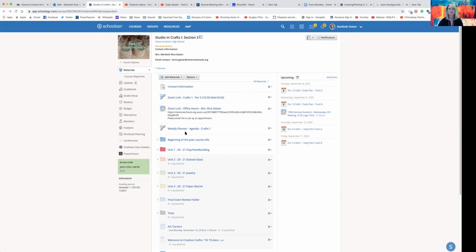I also have for your child our weekly planner or agenda, and that's going to be what we're working on each day of the week. That will be updated on a weekly basis, on or before each Monday morning before the school day actually starts. So if your child is looking to see what they're going to be working on, or possibly they might be absent, it'll give them an idea of what they should be doing.